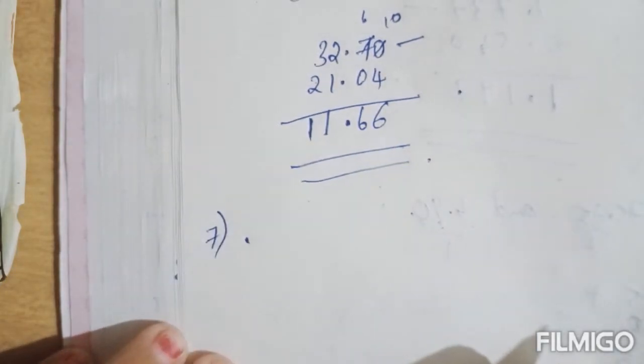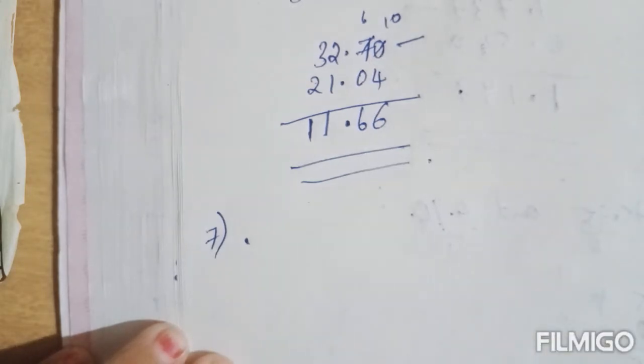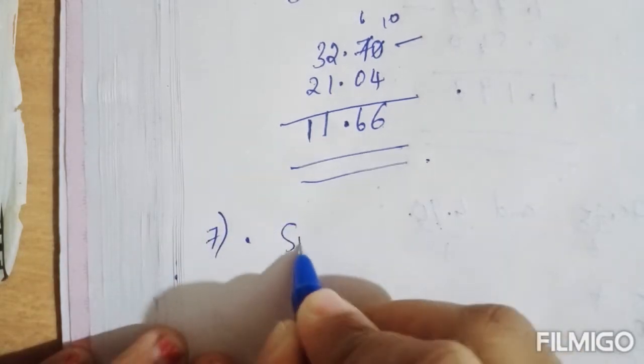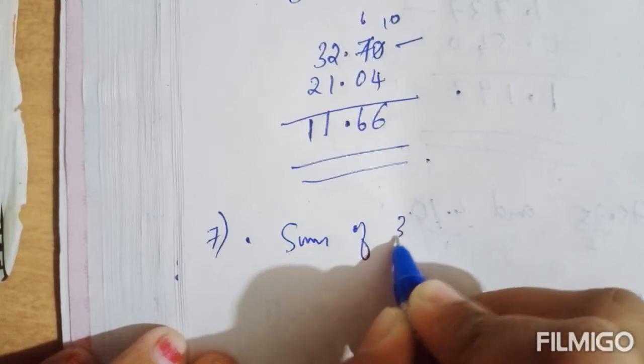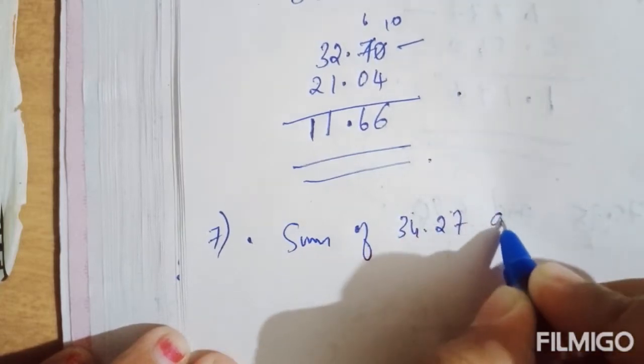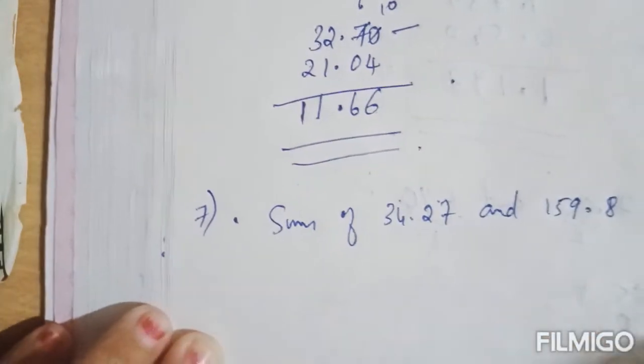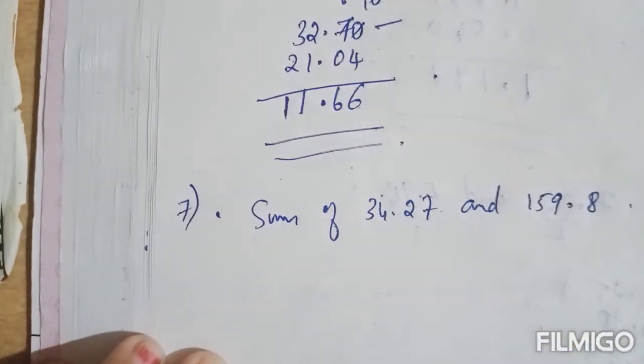Subtract the sum of 34.27 and 159.8 from the sum of 20.937 and 200.6. So you have to find the sum separately. First find the sum of 34.27 and 159.8. Next you can find the sum of 20.937 and 200.6.